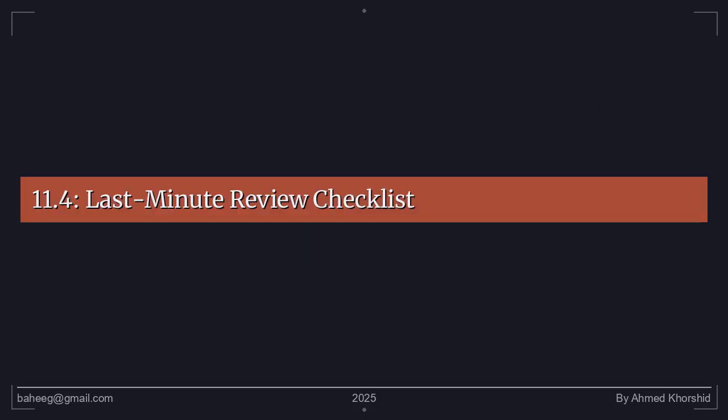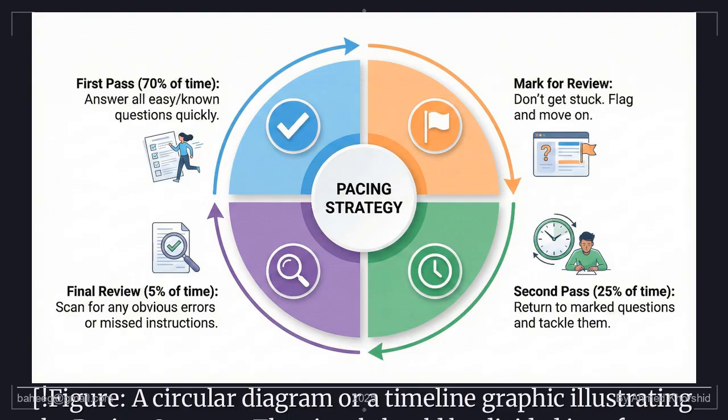11.4 Last-minute review checklist. Figure, a circular diagram or a timeline graphic illustrating the pacing strategy. The visual should be divided into 4 quadrants. 1. First pass, 70% of time, answer all easy known questions quickly. 2. Mark for review, don't get stuck. Flag and move on. 3. Second pass, 25% of time, return to marked questions and tackle them. 4. Final review, 5% of time, scan for any obvious errors or missed instructions. Use icons like a checkmark, a flag, a clock, and a magnifying glass for each quadrant. The style should be clean, with a modern color palette.